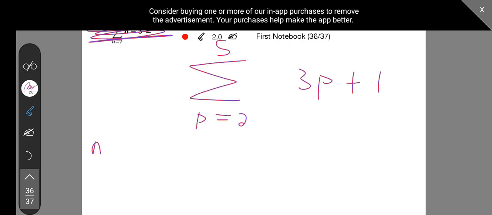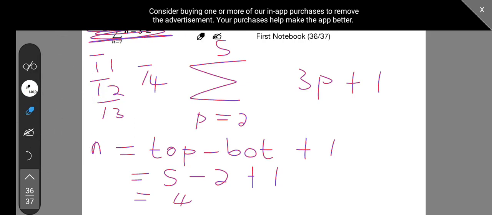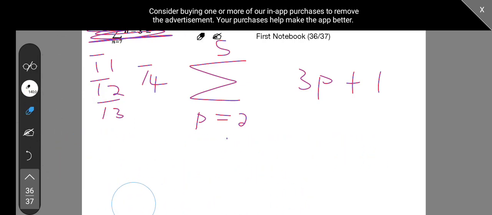We can say that the number of terms is equal to top minus bottom plus 1. What is the top? The top is 5. The bottom is 2. And then you add 1. 5 minus 2, that's 3. And 3 plus 1, that's 4. This means that there are 4 terms. Okay, so we're going to add T1, T2, T3, as well as T4. If we got 5, we're going to add 5 terms. I hope you understand this. Don't cram this, understand it.